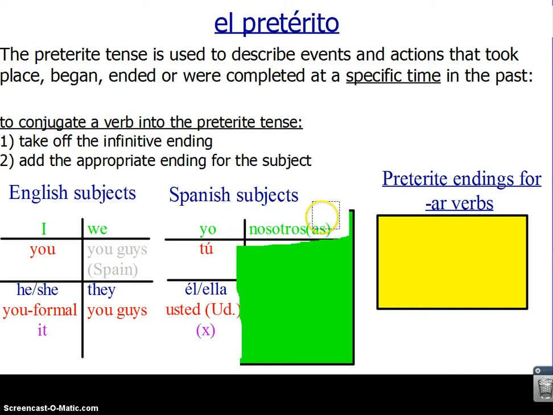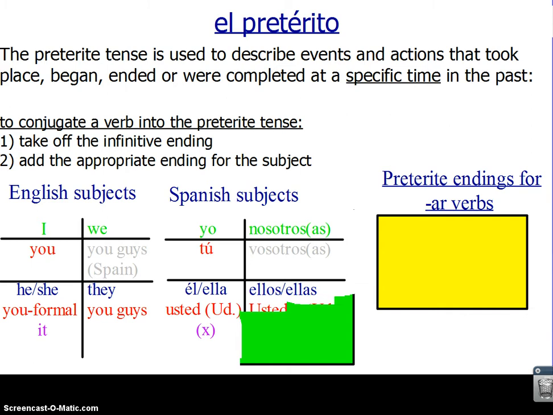Nosotros or nosotras means we. Vosotros, or the feminine form, means you guys, and they typically only use that in Spain. And ellos and ellas are they, and ustedes, abbreviated UDS, means you guys. Again, these are things that you should know, but it doesn't hurt to review. These subjects live in these specific boxes, and this is what these words mean. Ellos and ellas means they.